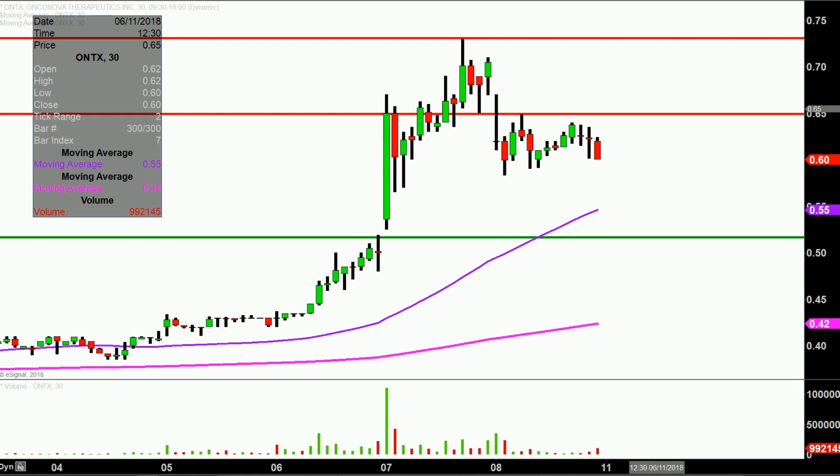So with any sort of quick bounce back to the upside, 65 cents. 65 cents will need to be that first level of resistance that's cleared. And then after that, you can start to focus more so on the previous highs up around the 73-cent mark.